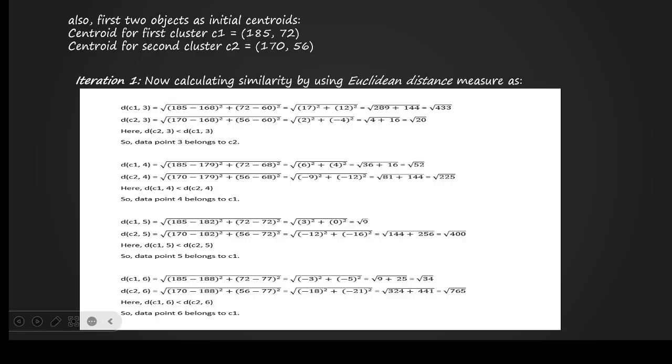By our observation, we can see clearly that data point 3 is very near to cluster C2 rather than cluster C1. So we can say data point 3 will belong to C2. By this we will calculate the other distances with C1 and C2, and so on. So we find that point 4 belongs to C1, point 5 belongs to C1, and point 6 belongs to C1.